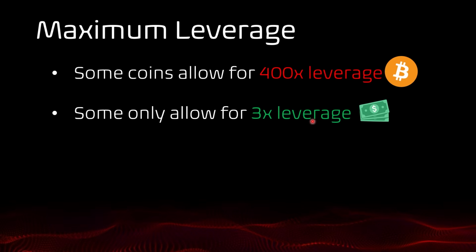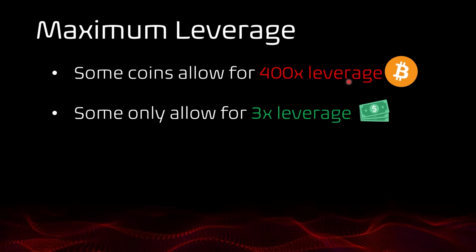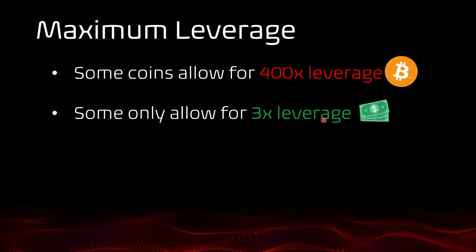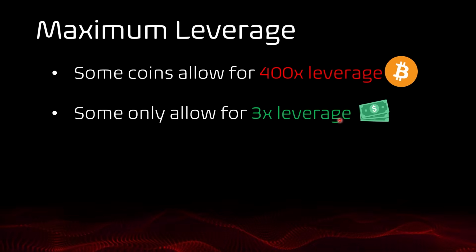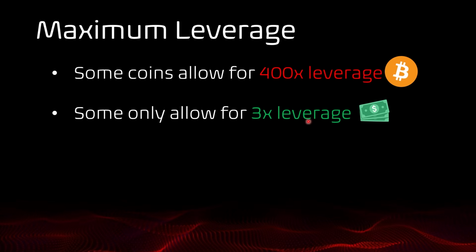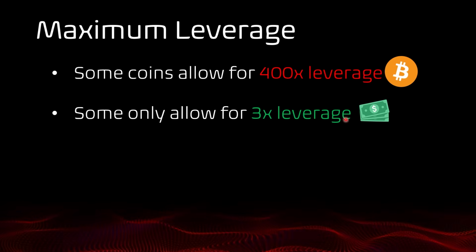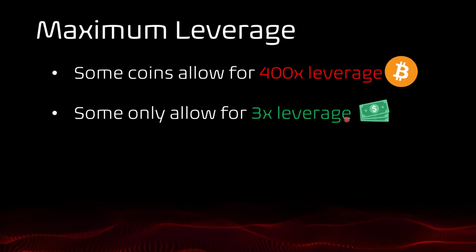In addition, when you're trying to use leverage, some coins allow for a maximum of 400x leverage, like Bitcoin, and some only allow for 3x leverage. This is because some coins are super volatile and they want to limit this volatility by using much less leverage. This usually applies to coins like meme coins, and usually you'll be able to see that on whichever exchange you're using.